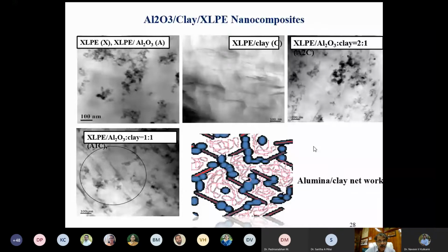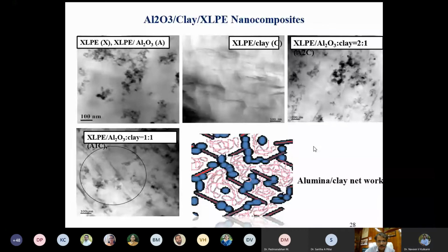And if you look at the first slide, the top, you'll see when you put aluminum oxide, although it was surface modified, you have a lot of aggregates. Interestingly, when you have a combination of aluminum oxide and clay together, 1:1 ratio, you know what we found? You can see a cartoon here. They self-assemble and form a network inside the polymer matrix. And the polymer is completely immobilized.